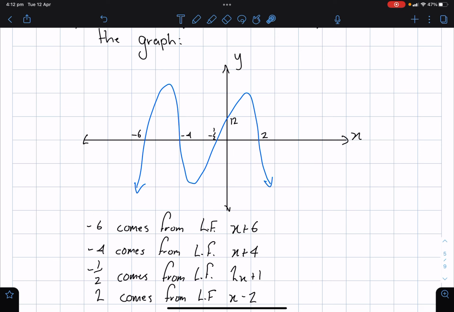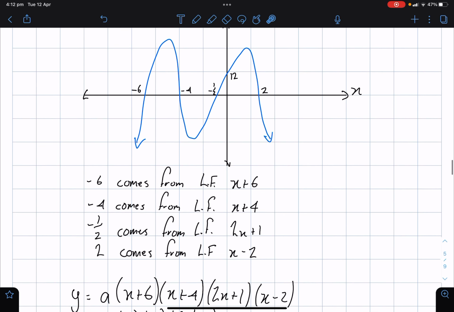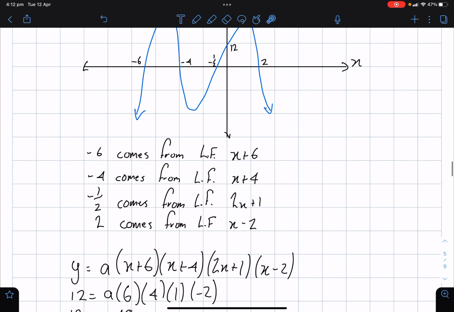So all we need to write now is y equals a times all of our linear factors together, okay? So we're not quite done finding the equation. We need to find our a value. So we need to look for one more piece of information on our graph. And I can see that our graph actually intersects the y-axis at 12. So that means at x equals 0, y equals 12. So we substitute that in. So y equals 12 and all my x's have turned to zeros and disappeared.